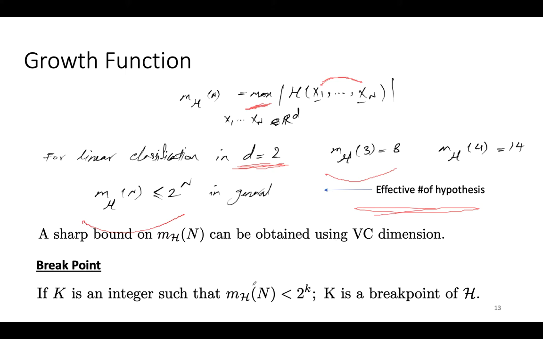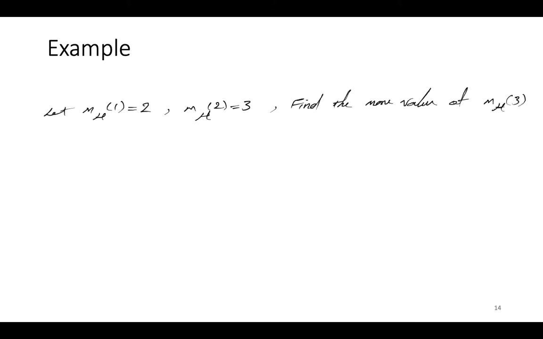As a definition for breakpoint: if k is an integer such that m_H of k is smaller than 2 to the power of k, k would be the breakpoint of your hypothesis set, okay? Now let's see how we're going to use that breakpoint. Sometimes, by restrictions applied to the problem, we can find even a lower bound for the breakpoint. Let's see an example here.